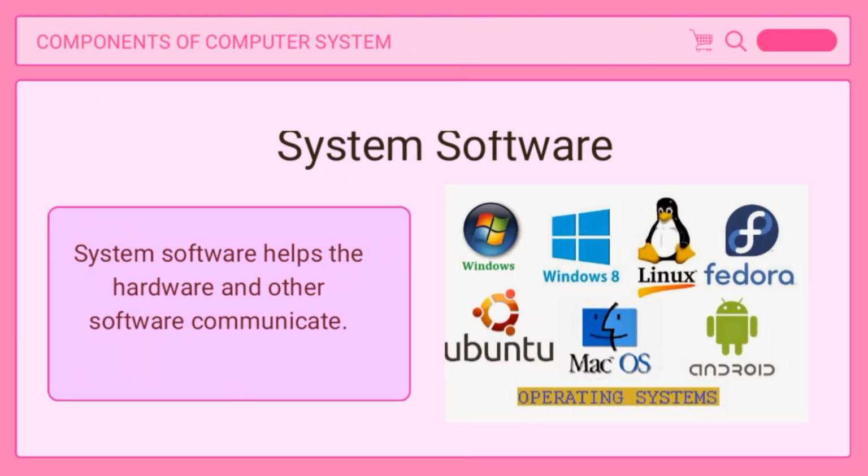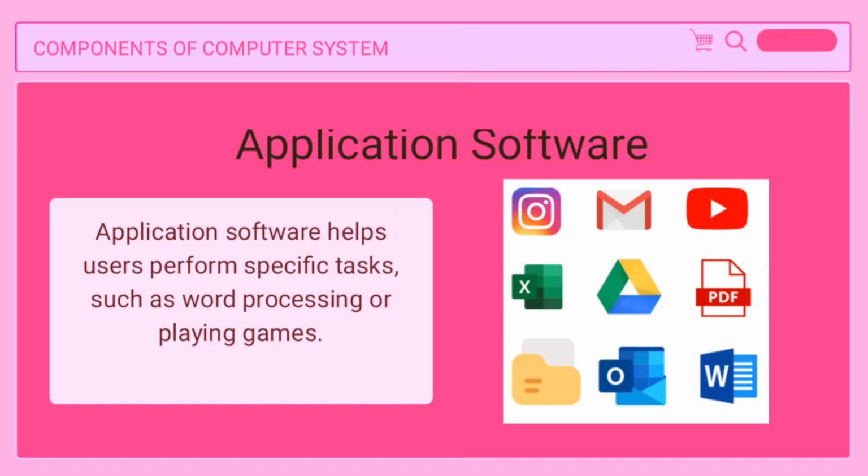Let us first know what system software is. System software helps the hardware and other software to communicate. As you can see in the picture, that is an example of system software. Next is the application software. Application software, class, is the one that helps users perform specific tasks such as word processing or playing games. Some examples here are Instagram, email, YouTube, Excel, Google Drive, PDF file manager, and other applications that you can see on your computer or cell phone.